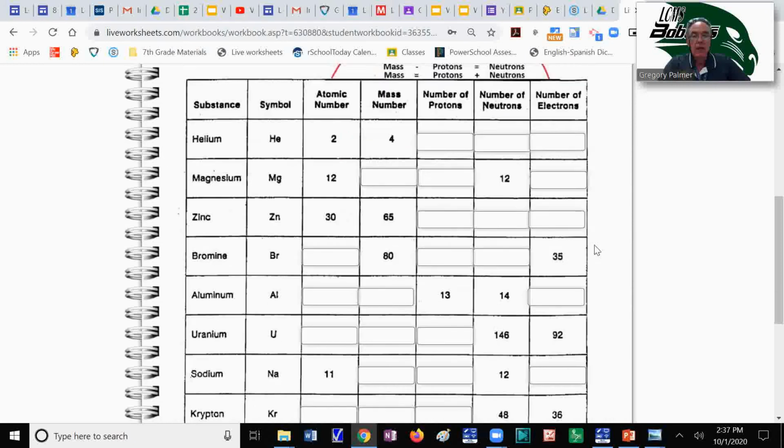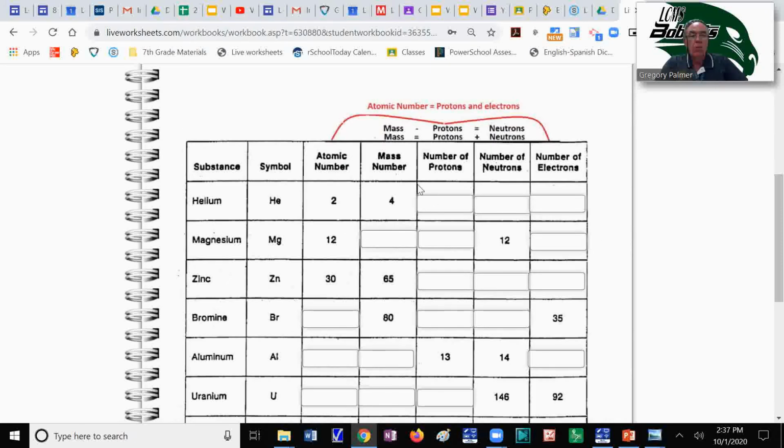Now, on this page, okay, I explained this in one of our Zoom meetings, but in case you weren't there, I put these red lines at the top, and it shows the atomic number, which we know from our notes is equal to the number of protons. So I'd fill this in, and that would be a 2. I also know that the atomic number tells me the number of protons, but the positive protons are always equal to the negative electrons. Now, I put these formulas up here at the top of the page. The mass, which is 4, minus the protons, which is 2. Well, 4 minus 2 is 2. So you would fill that in.